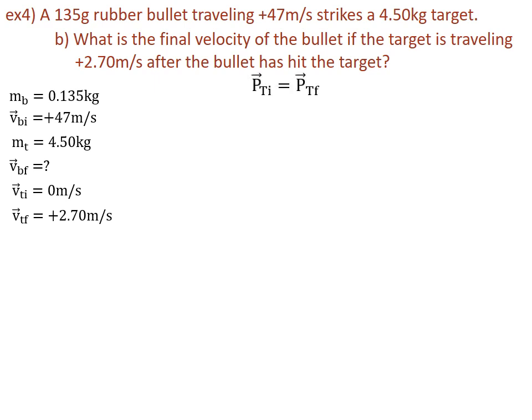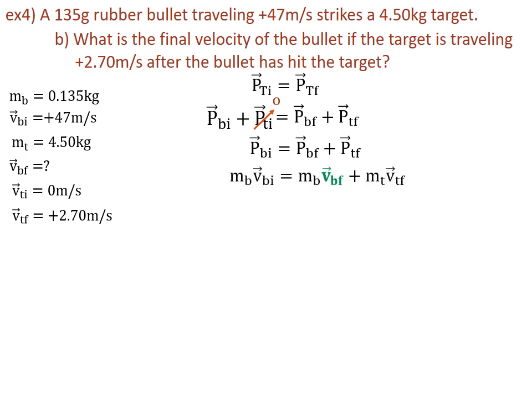So I'm going to start with total momentum of everything initially will equal the total momentum of everything at the end. Initially moving, I have the bullet and I have the target. At the end, I have the bullet and the target. Now, initially, we said the target is not moving. So again, that can be eliminated. So that means the momentum of the bullet at the beginning will equal the sum of the momentum of the bullet at the end and the momentum of the target at the end. So I'm going to sub in mass times velocity for each of these momentums.